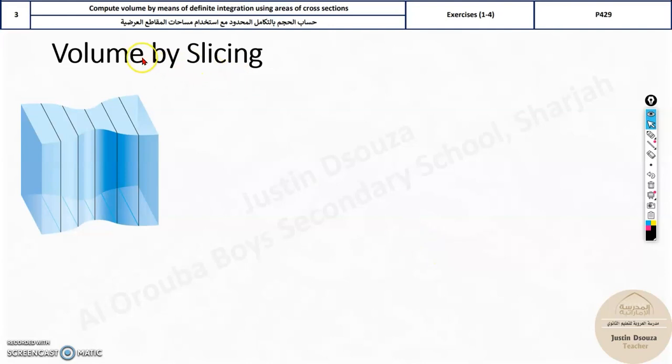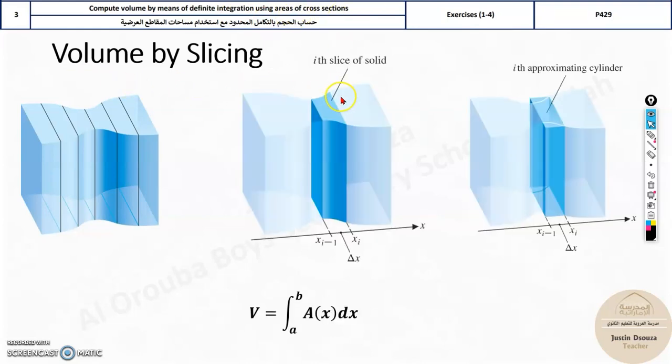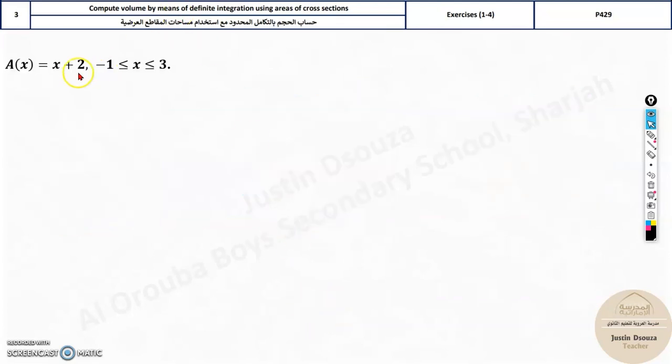The third topic is on finding the volume by definite integration using area of cross sections. This is also called volume by slicing. We use this formula where volume is the integral from a to b of the area with respect to dx. So we will see a problem, and you'll understand how easy it is.